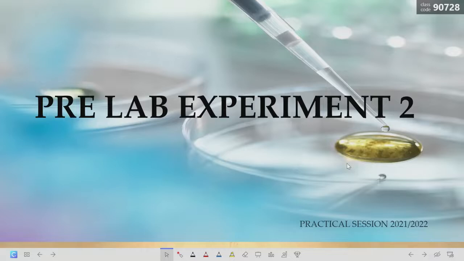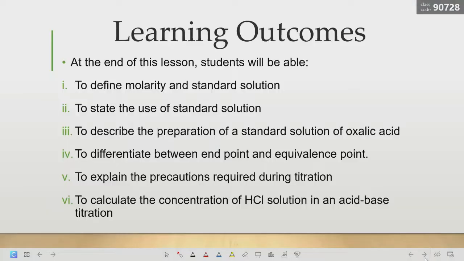Okay, so today I'm going to explain about the pre-lab experiment 2. At the end of the lesson, you should be able to define the molarity and standard solution, to state the use of the standard solution, to describe the preparation of a standard solution of the oxalic acid, to differentiate between the endpoint and equivalence point, to explain the precautions required during the titration, and the last one, to calculate the concentration of HCl solution in an acid-base titration.